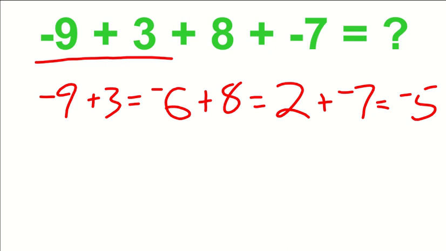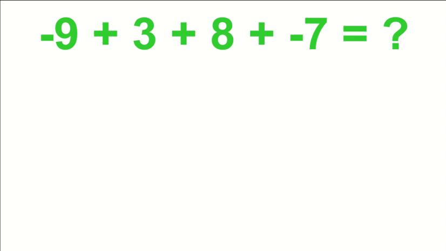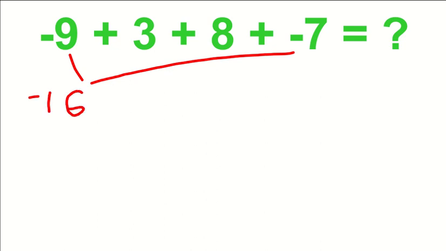How many of y'all just did it that way, went from left to right? About half? All right. The other way I would look at it, and this is the way I would do it, is I'm going to combine the negatives, combine the positives. When I'm combining the negatives, signs are the same, so I'm going to add. Negative 9 and negative 7 make negative 16. Do the same thing with my positive numbers, 3 and 8, makes 11.